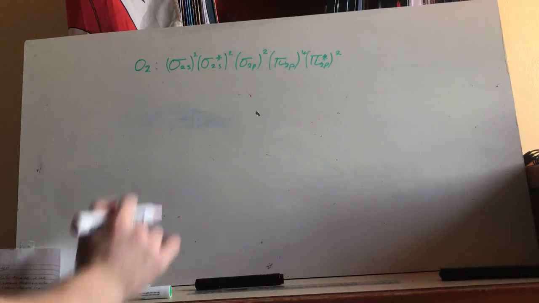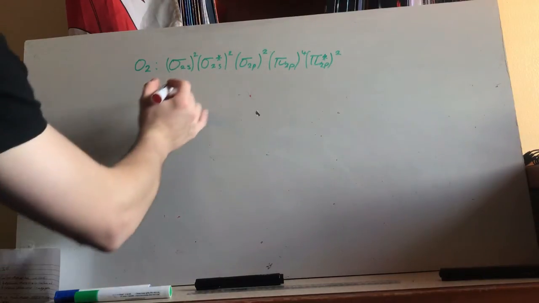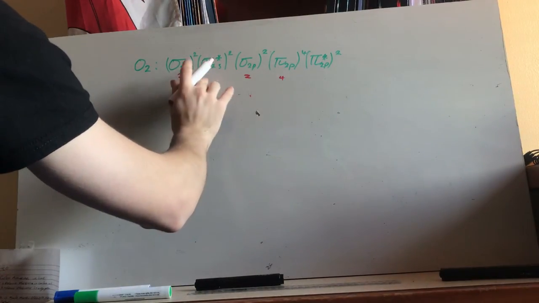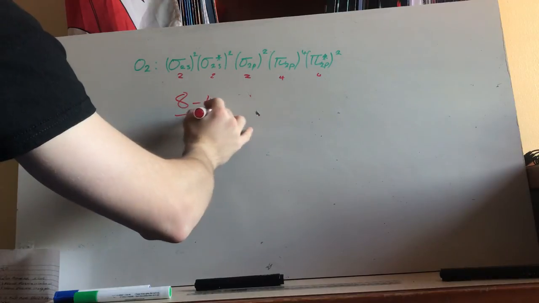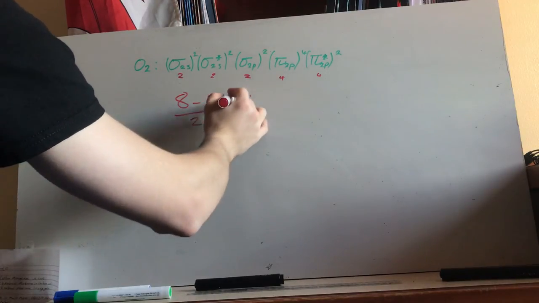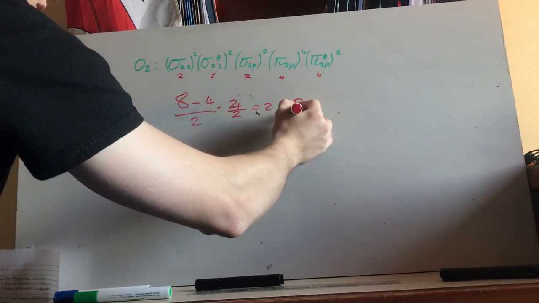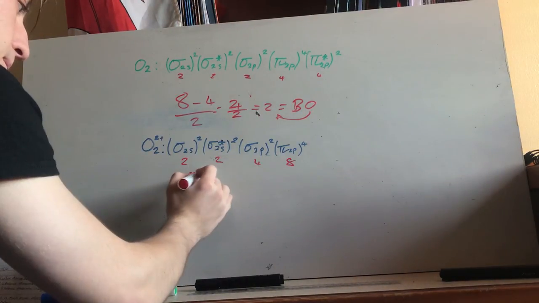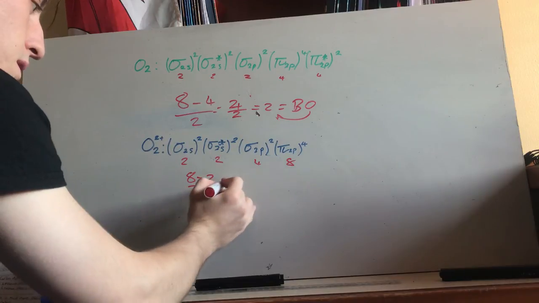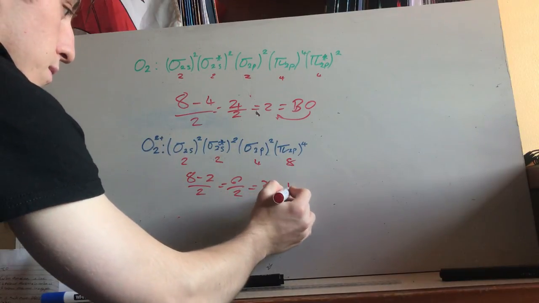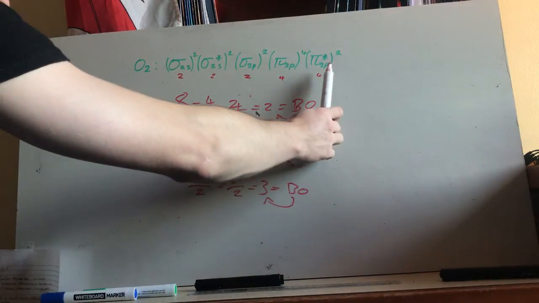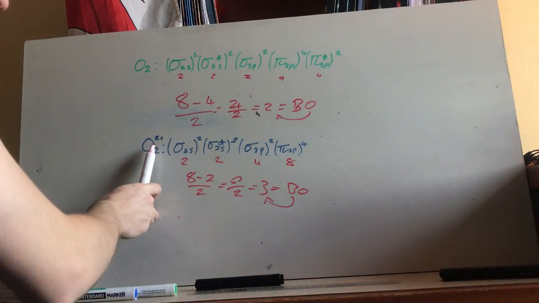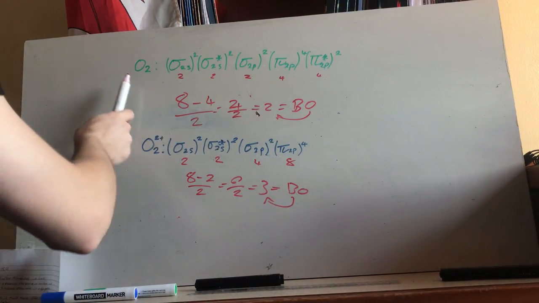The bond order of O2 can be calculated from having 8 bonding minus, let's say 4 antibonding, over 2 equals the bond order of 2. For O2 2+, 8 minus 2 over 2 equals 3, which equals the bond order. There is less antibonding present in O2 2+ molecular orbitals than there are in those of O2.